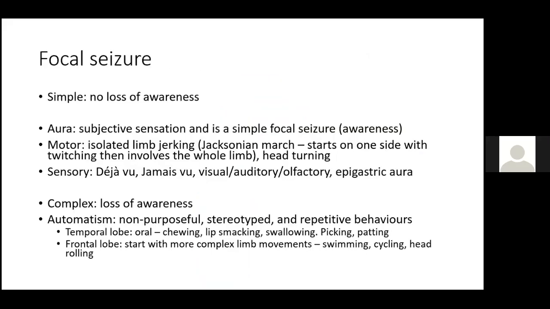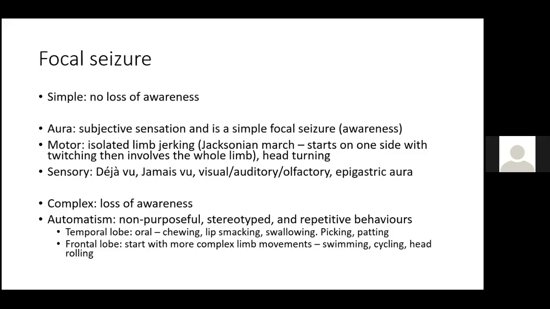So with a focal or simple seizure, you have no loss of awareness, and complex is loss of awareness. An aura is a subjective sensation of a simple focal seizure, and they have complete, full awareness. They can have motor symptoms, so an isolated limb jerking movement, which we call a Jacksonian march, head turning, and then sensory things such as déjà vu, jamais vu, visual, auditory, olfactory, epigastric aura. And then complex ones are when they have loss of awareness.